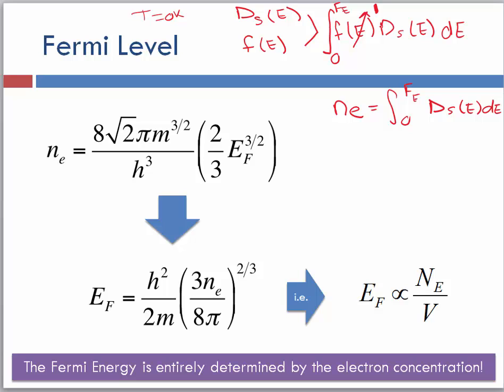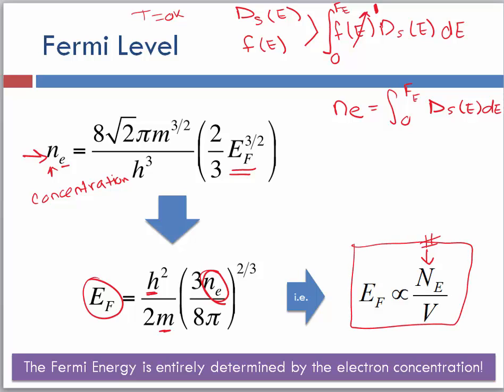Well, when we take that integral, we come up with this equation that gives us a concentration of electrons. So little n means concentration, and the sub e means of electrons. Well, we see that in this equation we have E sub F, so let's solve for that. We solve for E sub F in that equation, and we get that our Fermi energy is a function of h, mass, and concentration of electrons, and this is the only variable. h, of course, is a constant, m, of course, is a constant. So really, our Fermi energy is proportional to the concentration of electrons, or the number of electrons, so big N sub e is the number of electrons, over the volume. So this is a very important conclusion. The Fermi energy is proportional to the number of electrons divided by the volume.